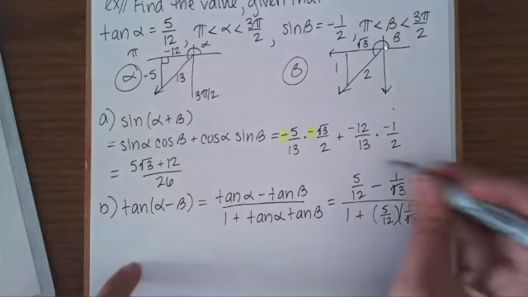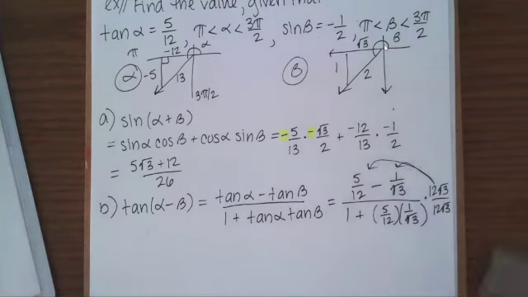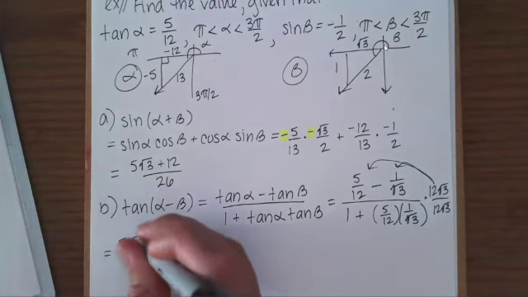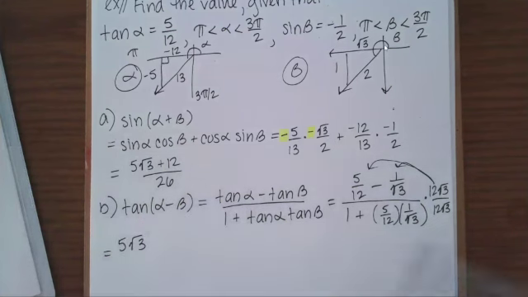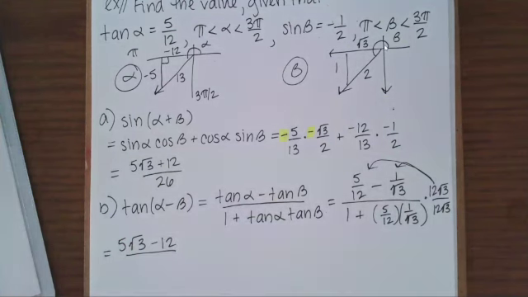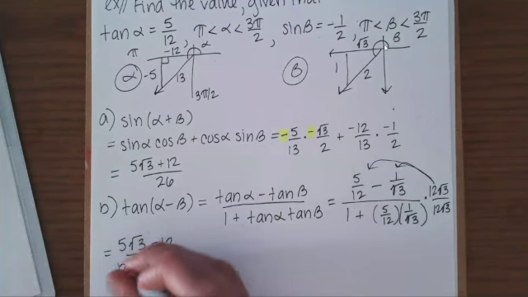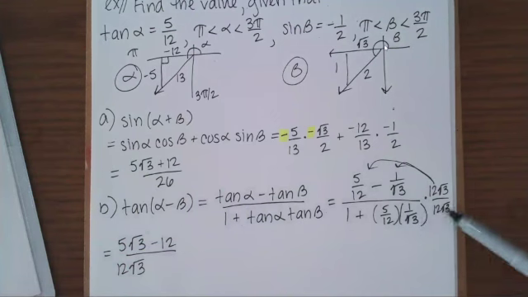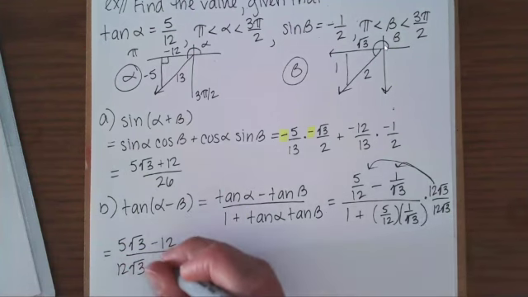So I'm going to distribute this to both of these terms. So 5/12 times 12√3 gives me 5√3. And then 1 over √3 times 12√3, the √3s cancel, leaves me with a -12. In the denominator, I have 12 root 3 times 1, so that's 12 root 3. And then here I have 5 over 12 root 3 times 12 root 3. The 12s cancel, the root 3s cancel, so I just get plus 5.